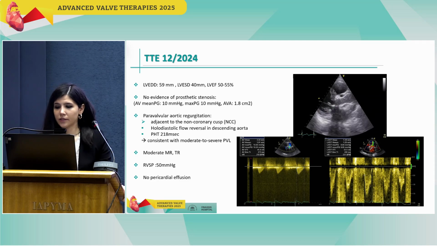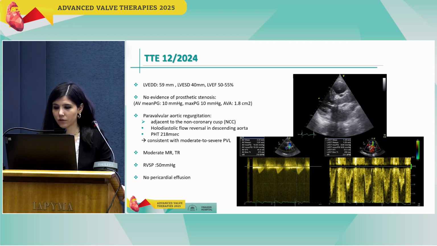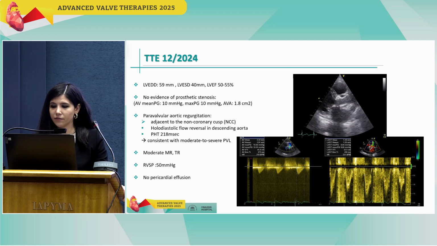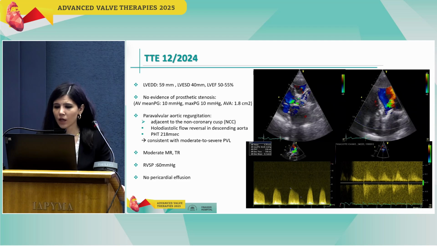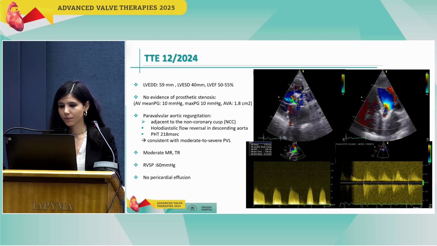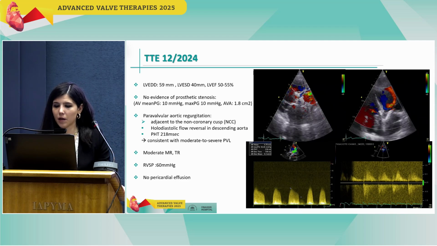In response to this deterioration, a new transthoracic echocardiogram was performed, revealing mild dilatation of the left ventricle with preserved systolic function. There were no signs of stenosis of the bioprosthetic aortic valve. However, the paravalvular leak was confirmed and classified as severe based on the size of the regurgitant jet, the measured pressure half time, and the presence of holodiastolic flow reversal in the descending aorta, as you can see here. Moderate mitral and tricuspid regurgitation was also observed, along with mild pulmonary hypertension.